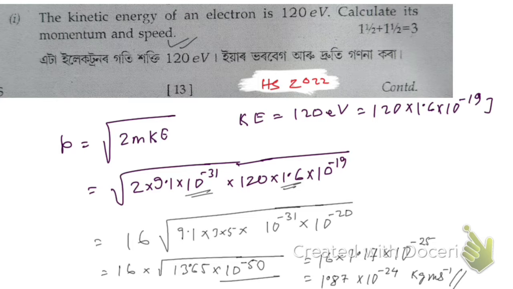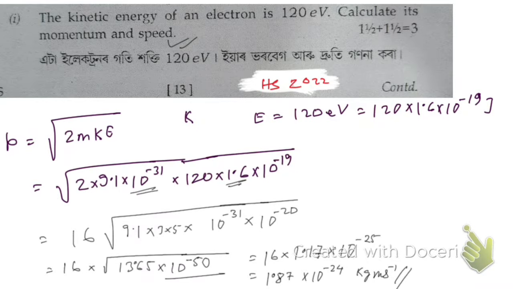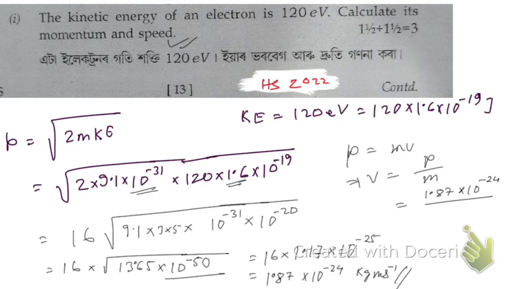So now let me find the speed. Let me rearrange these things. So here you see, speed. We know that momentum is equal to m into v, right? So therefore v will be equal to p by m. So here we have got the momentum 1.87 into 10 to the power minus 24, and m, mass of electron, is 9.1 into 10 to the power minus 31 kg.